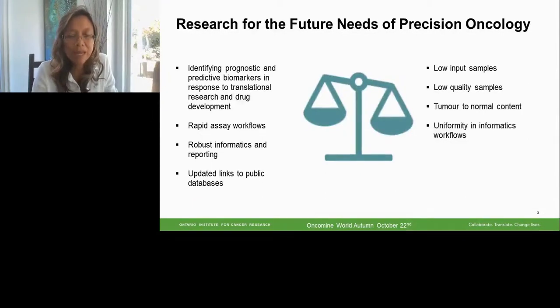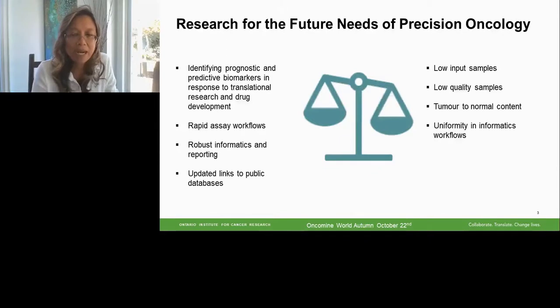So the results of many translational research initiatives have been the identification of a number of prognostic and predictive biomarkers. And this is really in response to the translational research and drug development. So what is it that we need in terms of future precision oncology? It's a delicate balance in obtaining assays that have rapid workflows, robust informatics and reporting, updated content, and links to the literature and public databases.